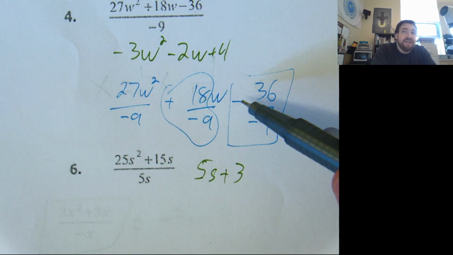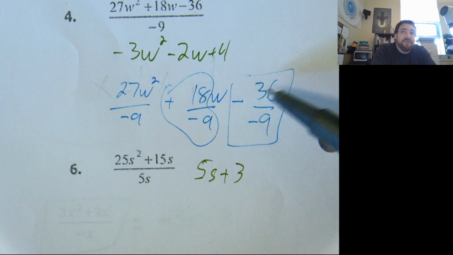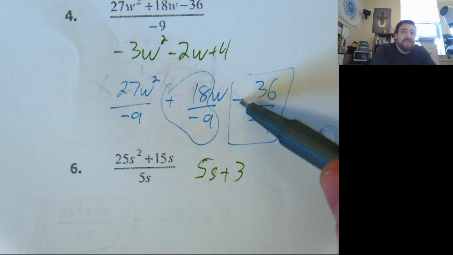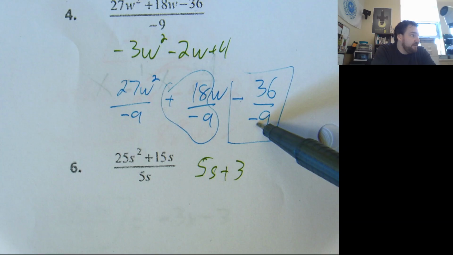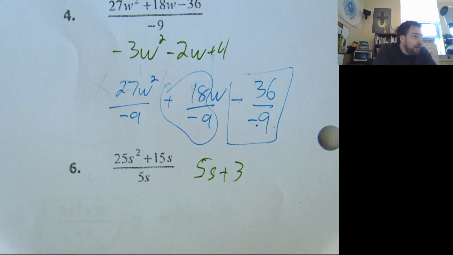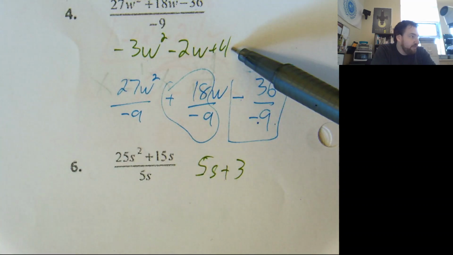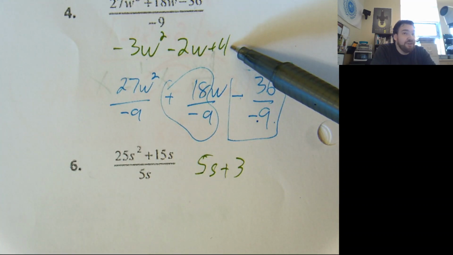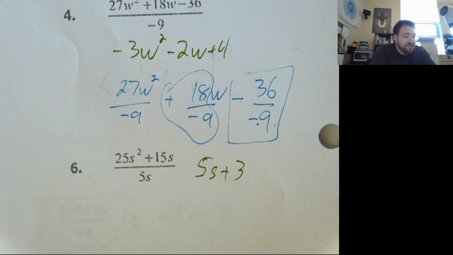You have to include whatever sign's out front. Negative 36 divided by negative 9. A negative divided by a negative is always going to be positive, and 36 divided by 9, you can use a calculator, you can use your multiplication tables, 36 over 9 is 4. You can use the multiplication tables you've memorized. 36 over 9 is 4.